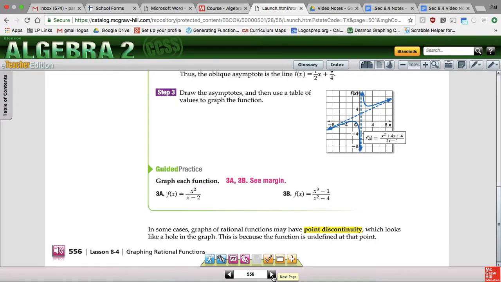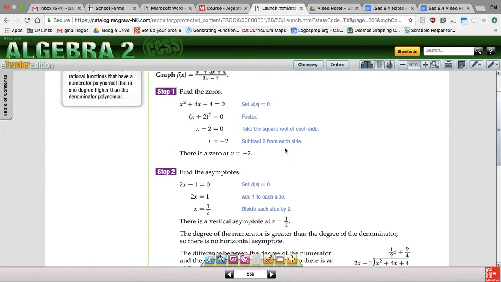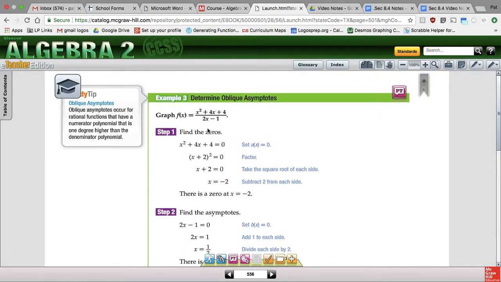Okay, so example 3 says, determine the oblique asymptote. So let's look at this equation. You're going to have f of x equals x squared plus 4x plus 4. So the first thing we want to do is find the zero. So we take a of x, set it equal to 0 and solve, and we get x equal negative 2.